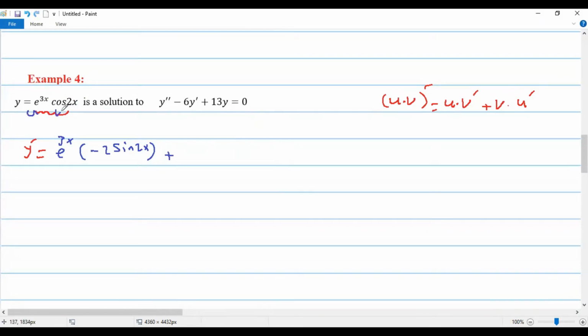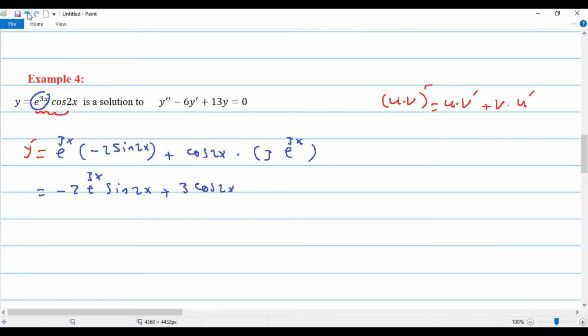This represents u, this represents v. So now the second one is cosine 2x times the derivative of the first one, the derivative of e. Again, e is the same as in the previous example, multiplied by the derivative of 3x, which is 3. So this one is equal to minus 2e^(3x) sine 2x, and 3 cosine 2x.